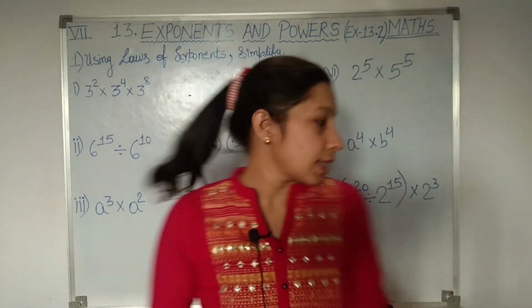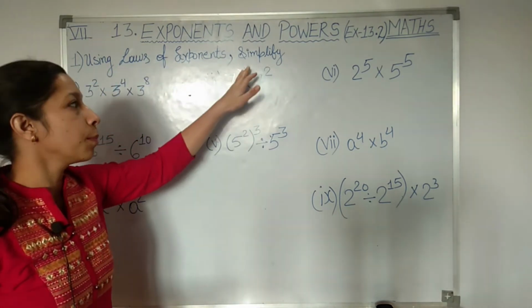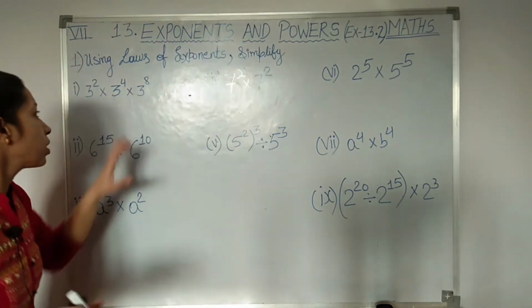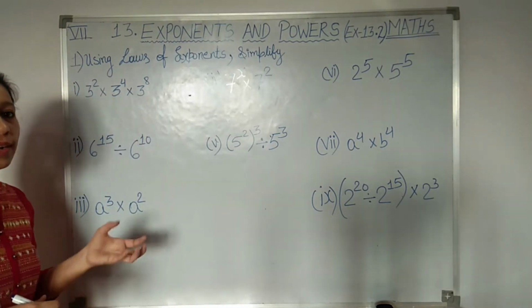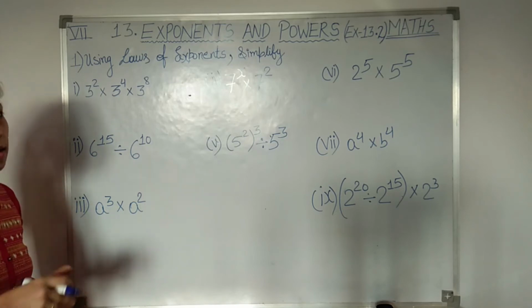Students, exercise 13.2, question number 1 is: using laws of exponents, simplify and write the answer in exponential notation. Means first we have to use the laws, then we have to solve it, and again the answer should be in exponential notation, means with base and a power.